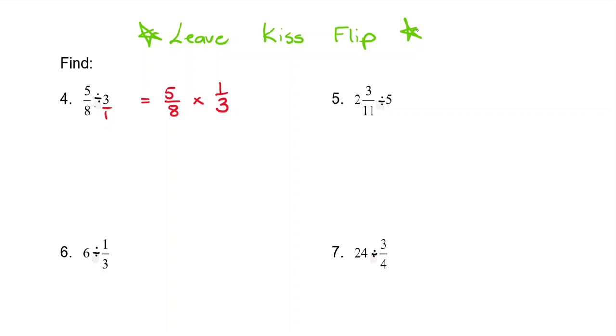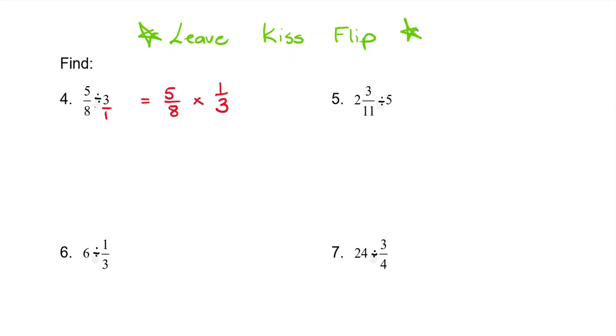Okay, so I'm probably going to start saying that a lot. Leave, kiss, flip. As soon as you see a divide, leave the first one, kiss means times, and flip the second fraction upside down. It's only ever the second fraction. Okay, but when I say flip, it means reciprocal. I'm saying that a lot because it will be on your test that says, what is the reciprocal? And I can't tell you what it is in the test, so you need to remember that means flip it upside down.